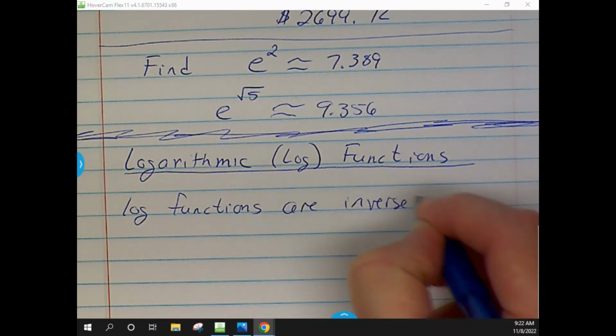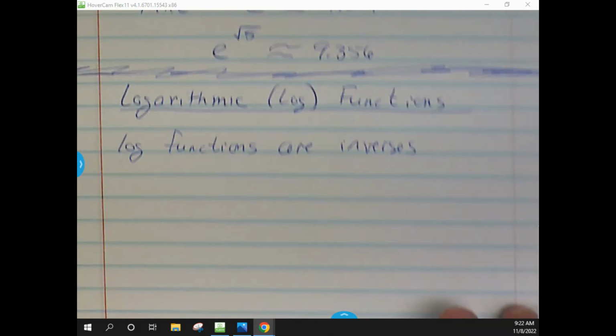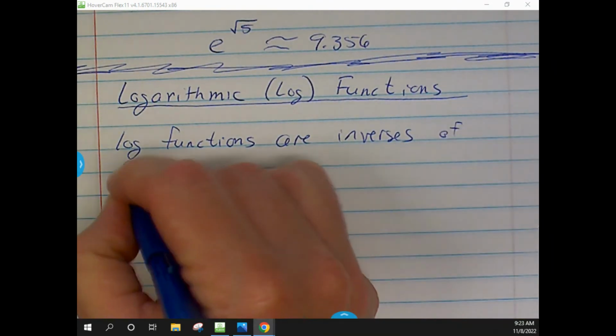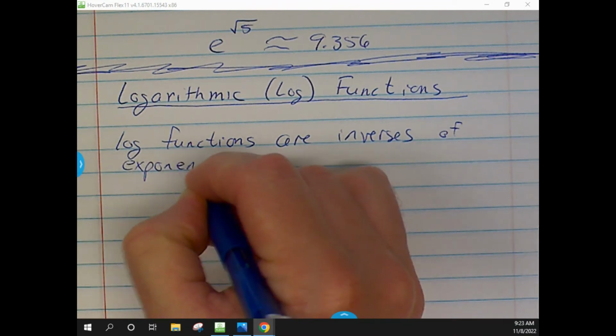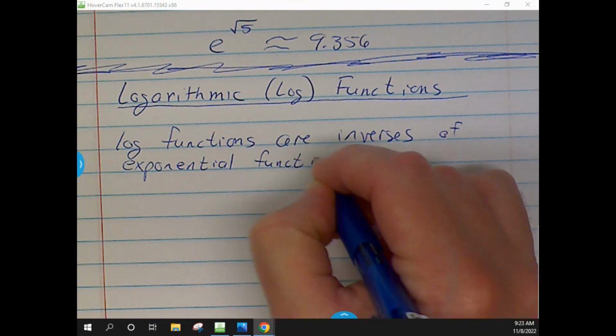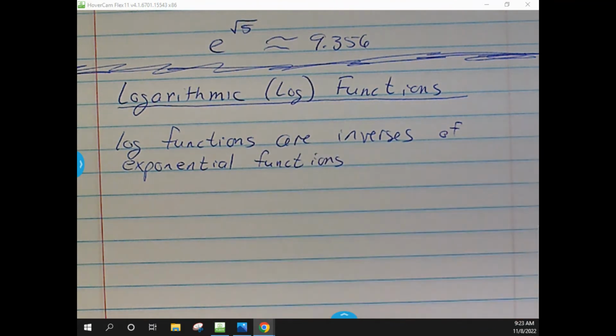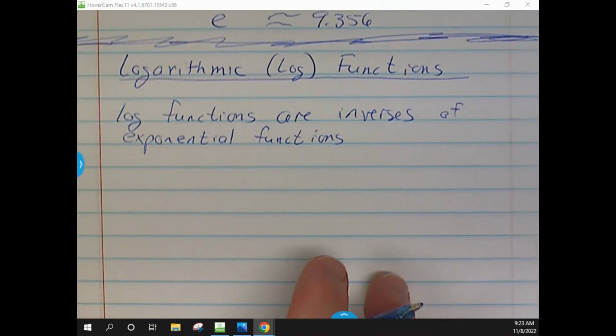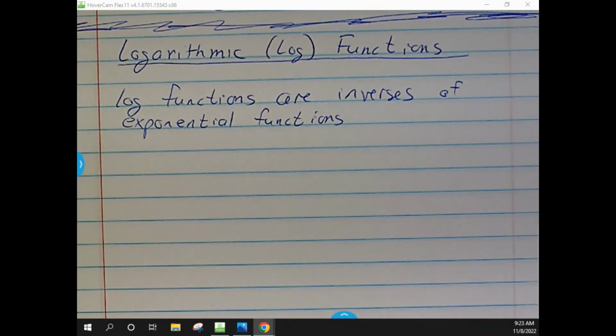Okay, here's the big thing with log functions. Log functions are inverses of exponential functions. Everything we were doing yesterday was exponential functions. Today we're going to switch it up and do log functions. Today is just making sure you can visually see it and understand it. So we'll move as quick as we can through it. Tomorrow we're going to come back in and do more stuff with it.